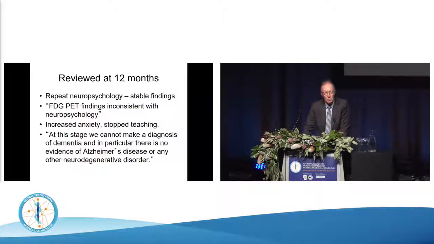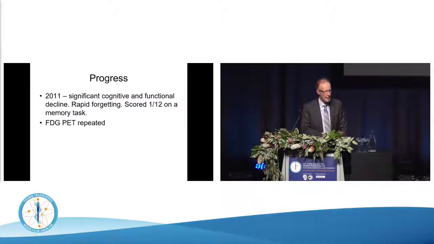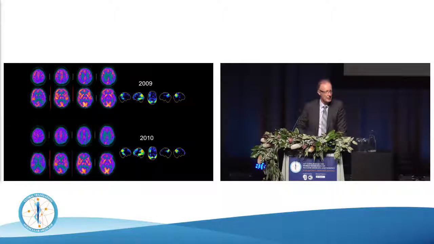This specialist did not want to face the harsh reality that he had a 50-year-old woman with a young child who had Alzheimer's disease. The patient came back for further review and was showing significant and fairly rapid cognitive decline. Scoring 1 out of 12 on a memory task, the specialist still didn't want to make a diagnosis, and did the FDG PET again a year later. Here is a comparison. Just have a bit of a look. There might be some questions following this.